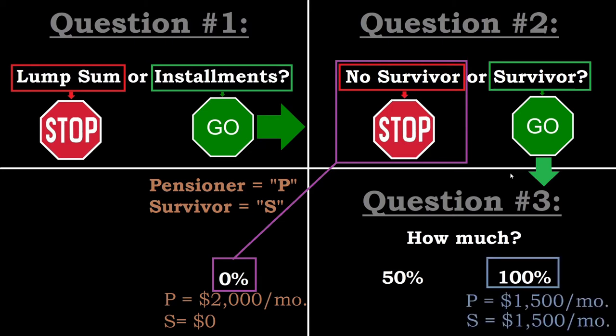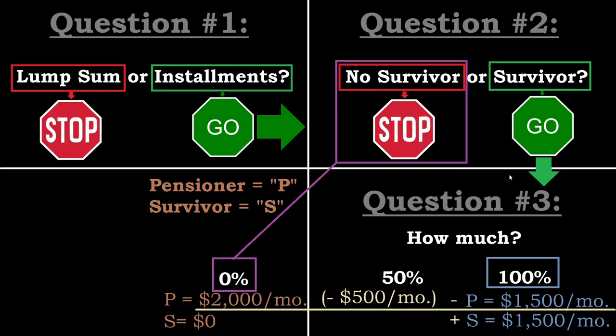Let's swing to the opposite side. Somebody might say, well, obviously that's unacceptable. I want to make sure my husband, my wife gets something. So the opposite end of the spectrum would be 100% survivorship. Here, the offering would be $1,500 a month for the pensioner, and $1,500 a month would continue to the survivor. Now, obviously, this represents an increase, a positive, over the survivorship option on no survivorship. However, the main deficit is obviously that the pensioner has to take a $500 a month decrease.